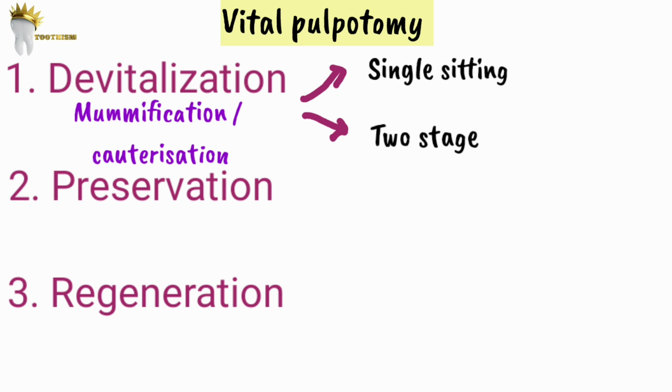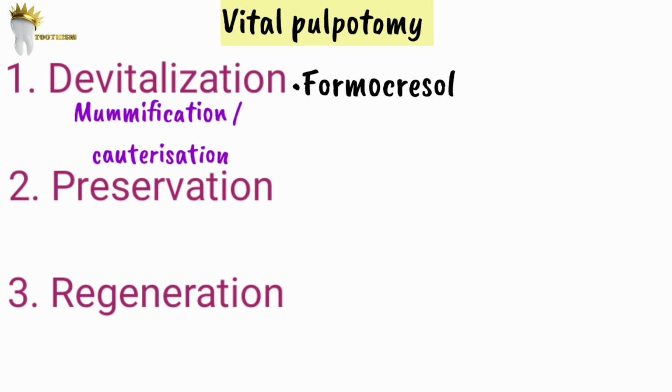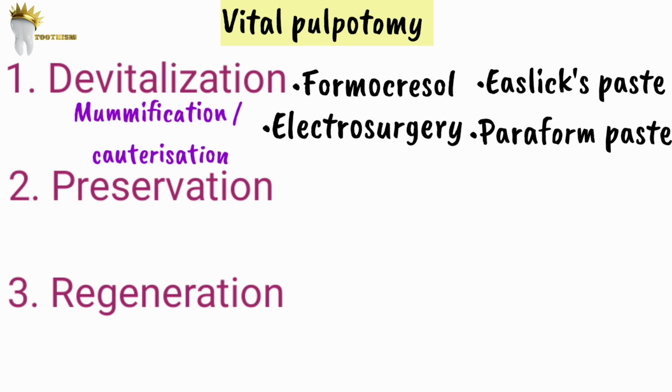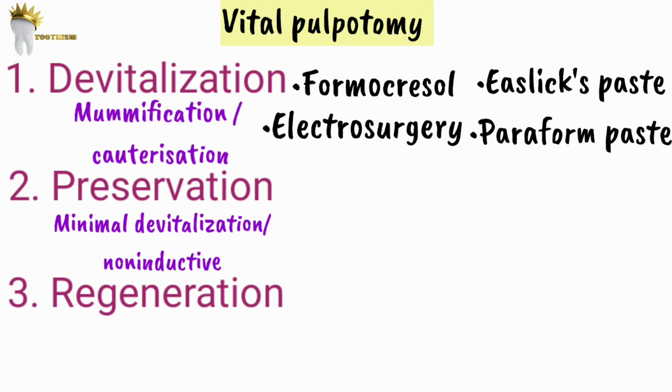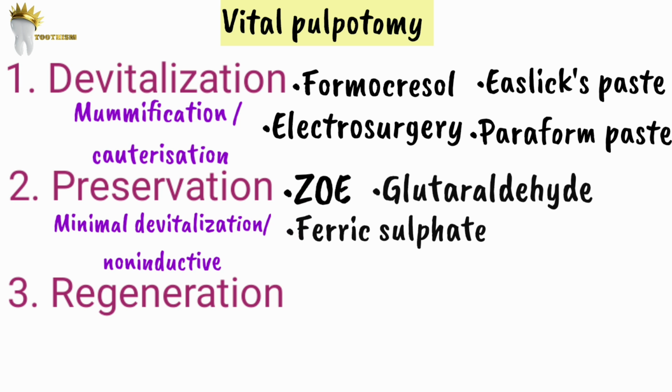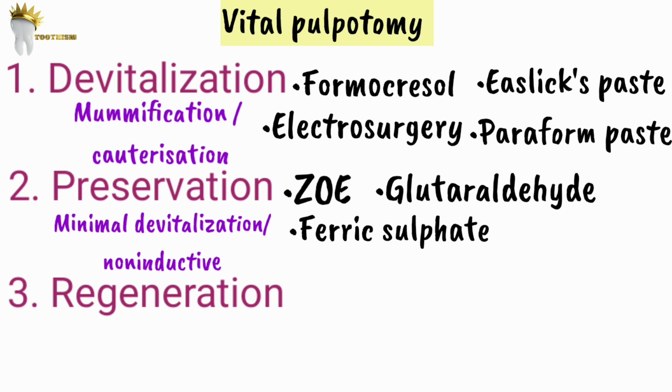Now, devitalization again has two types. One is single sitting and the other is two stage pulpotomy. The materials used according to the types are different. They are formocresol, electrosurgery, ferric sulfate, formaldehyde, and paraformaldehyde devitalizing paste. Now, the second under vital pulpotomy is the preservation type. It is also called minimal devitalization or a non-inductive one because it maintains the maximum vital tissue in the tooth. The materials used for this type are ZOE or zinc oxide eugenol, glutaraldehyde and ferric sulfate.